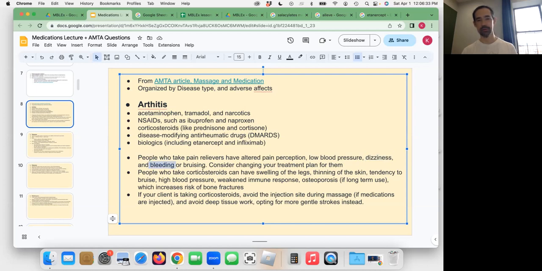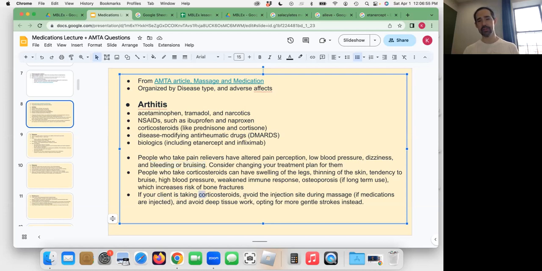Just like for bleeding and bruising, they're going to ask you if someone's taking corticosteroids long term, or taking NSAIDs, or analgesics: how do you alter the amount of pressure? What kind of techniques, such as trigger point compressions, do you not use, right?